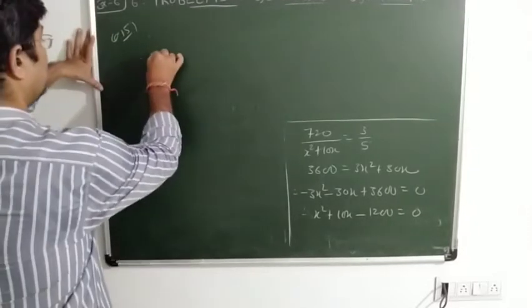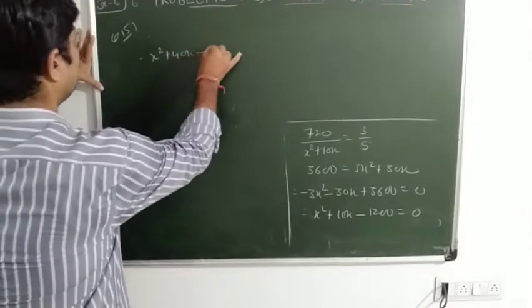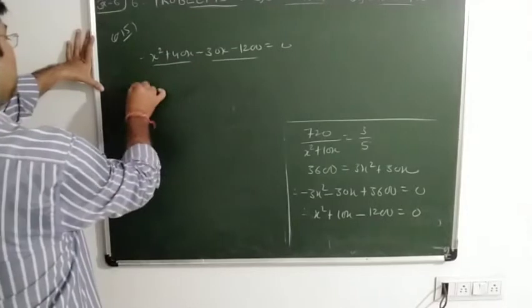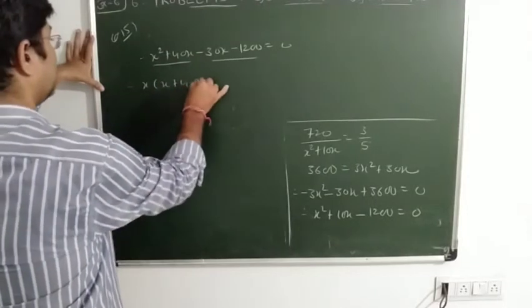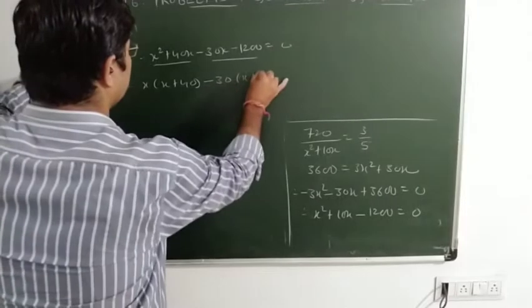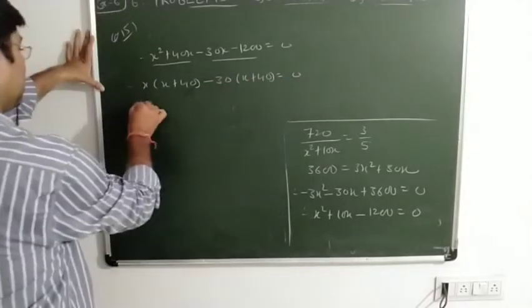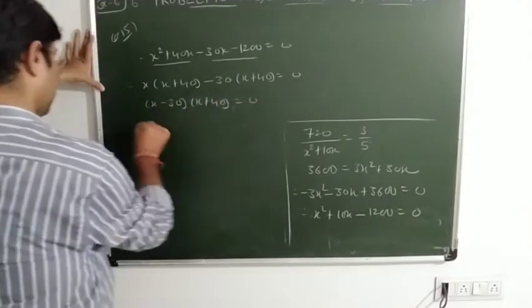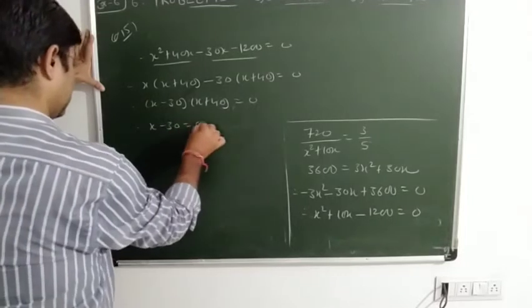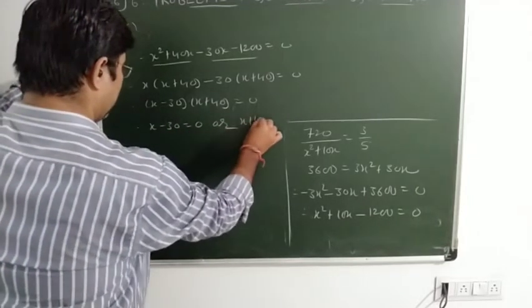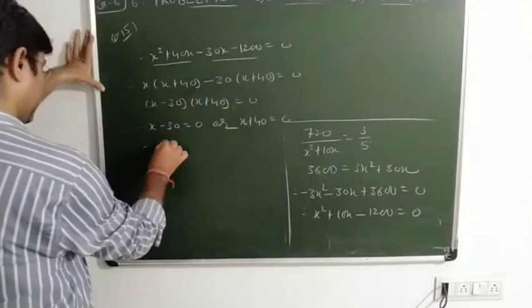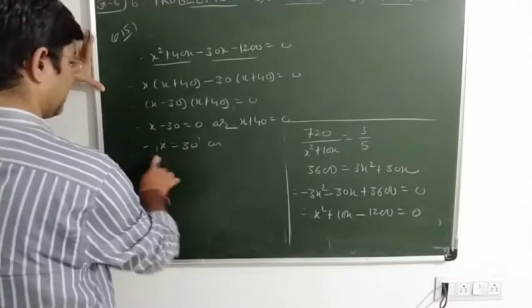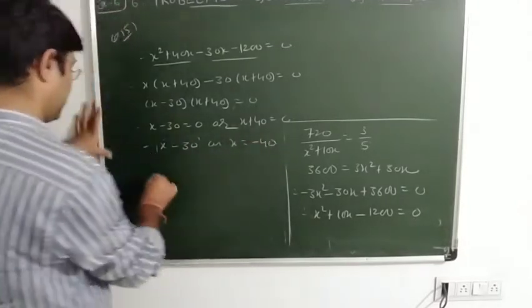So x square plus 40x minus 30x minus 1200 is equal to 0. Therefore x, x plus 40 minus 30, x plus 40 equals 0. Therefore x minus 30 into x plus 40. Therefore x minus 30 equals 0, or x plus 40 equals 0. Therefore x is equal to 30, or x is equal to minus 40.